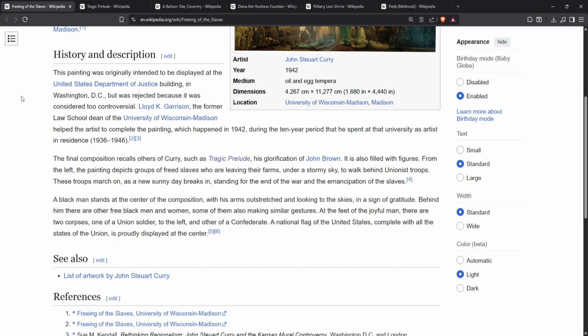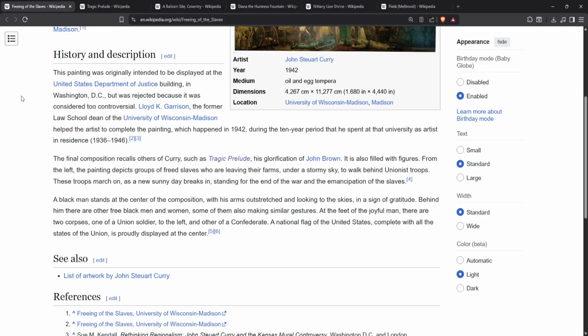It is also filled with figures. From the left, the painting depicts groups of freed slaves who are leaving their farms under a stormy sky to walk behind Unionist troops. These troops march on as a new sunny day breaks in, standing for the end of the war and the emancipation of the slaves.